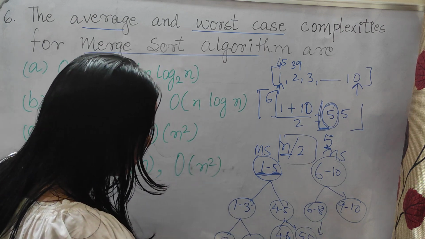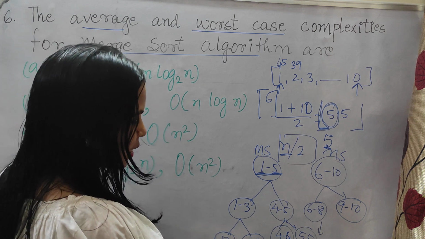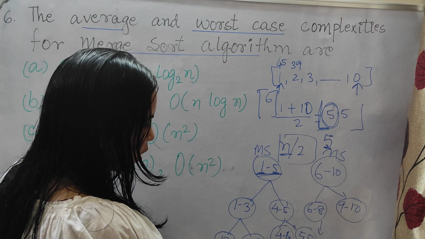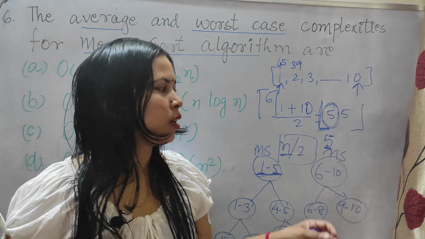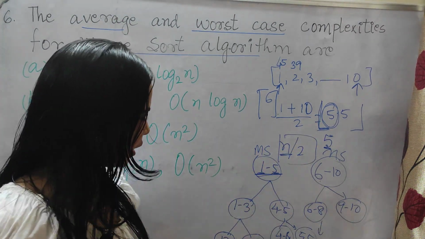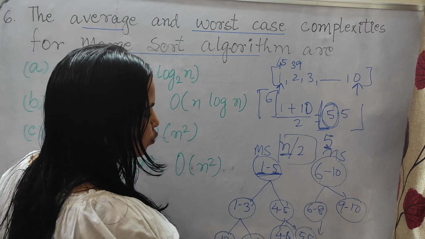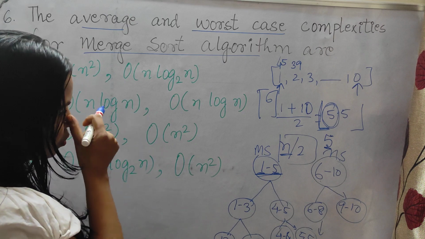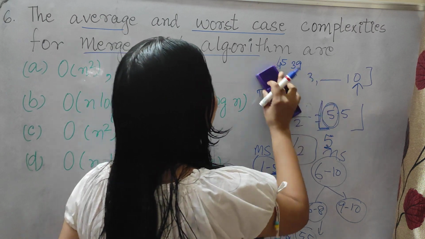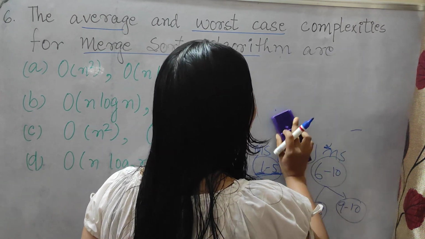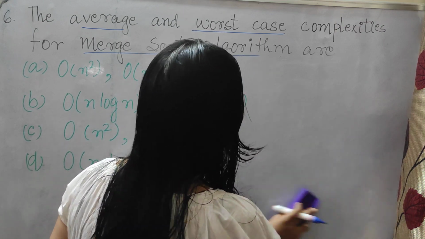That means the left part will take first to mid value, and the second part, the right part, will take mid value plus 1 to the last position. Like this it will be sorted until single positions come, just like 3 to 3, 4 to 4, 5 to 5. That is why merge sort works on n by 2. First we will divide the n elements into 2 parts, and then we will merge it.